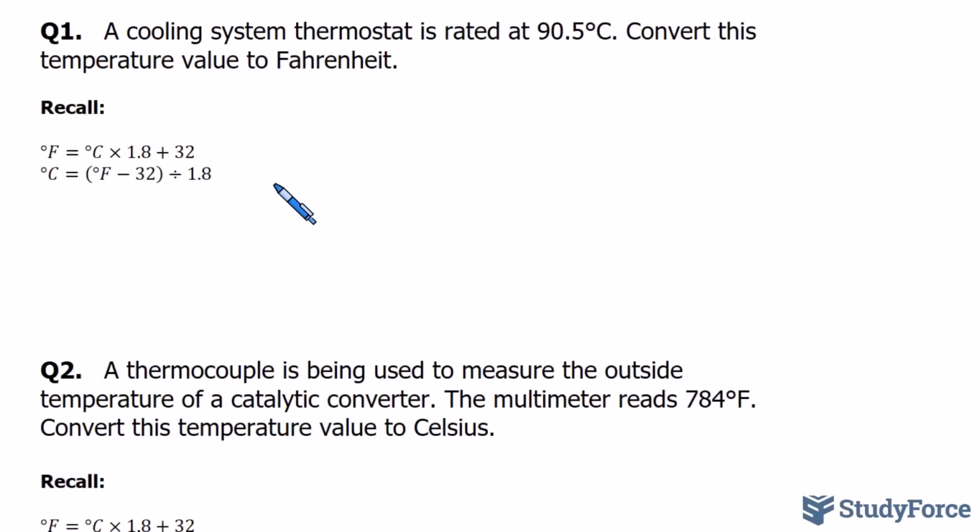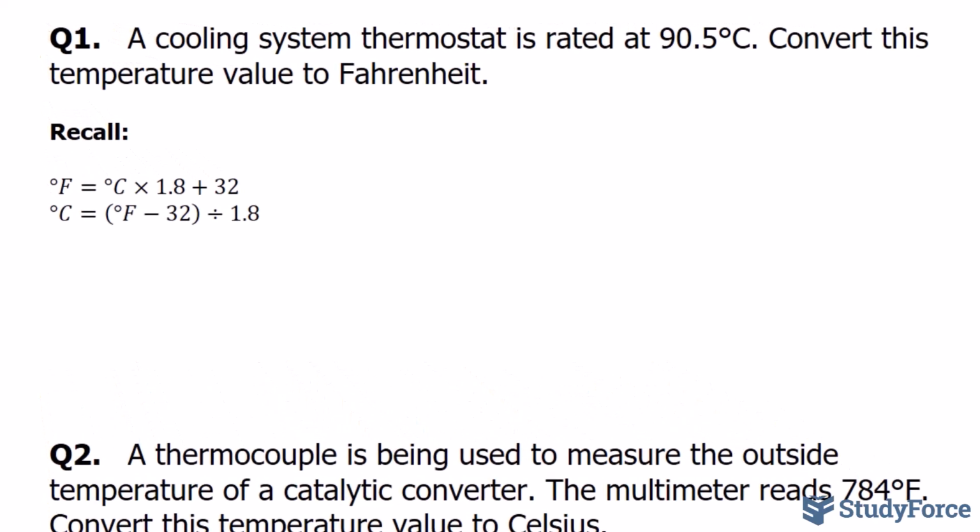In the first of two problems, a cooling system thermostat is rated at 90.5 degrees Celsius. Convert this temperature value to Fahrenheit. Let's begin by determining which of these two formulas we use. Since we're given the degrees Celsius, and the first formula has degrees Fahrenheit isolated, that's the one we use.